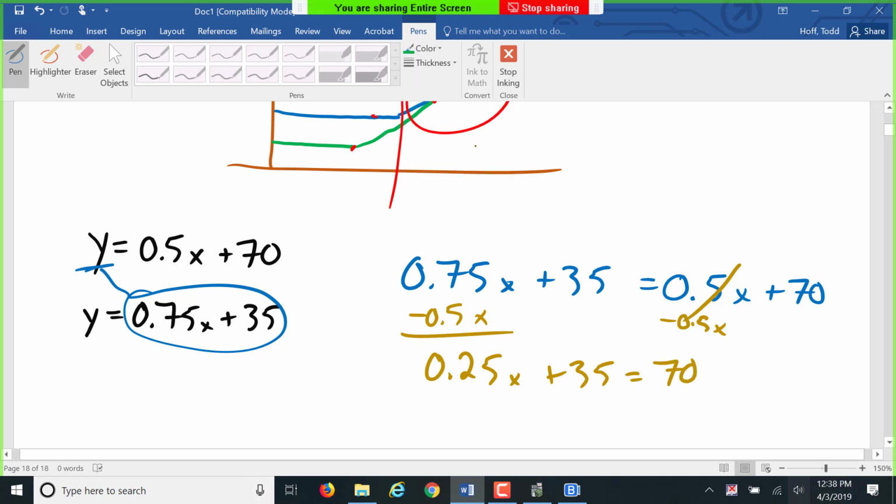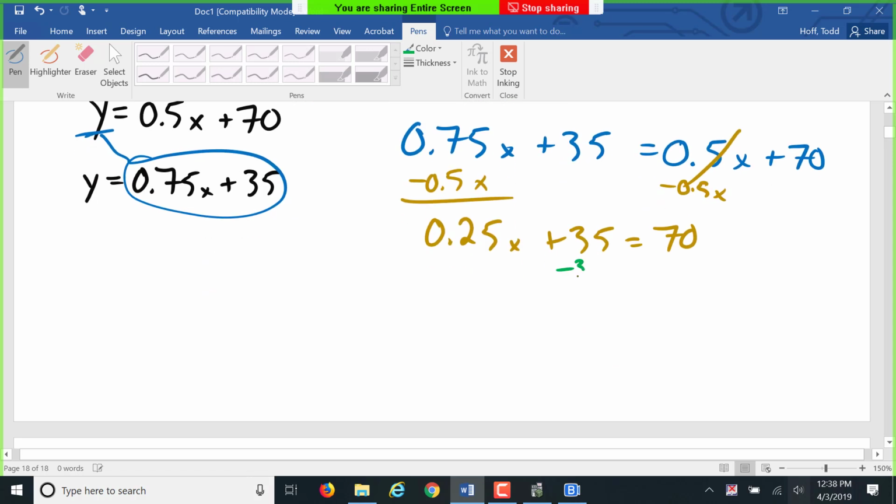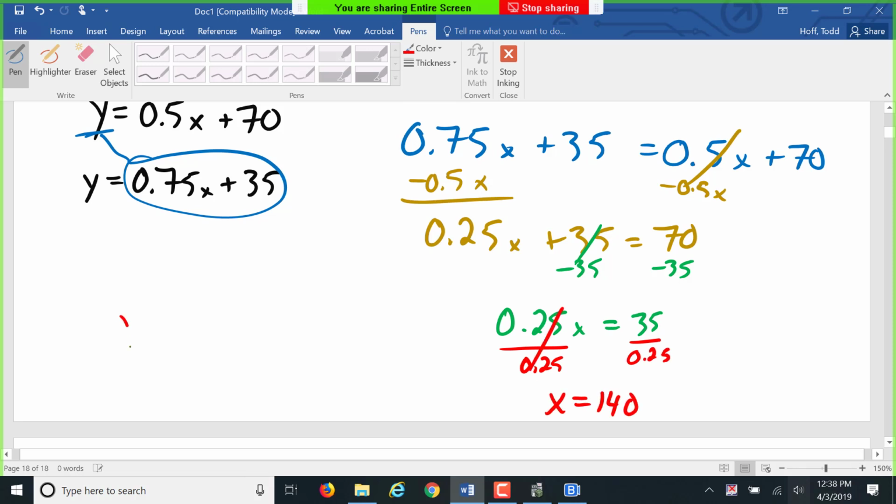Now we'll go ahead and solve by taking this apart. Subtracting 35 gives us 0.25x equals 35, since 70 minus 35 is 35. And dividing by 0.25 gives us that x is 140. So at 140 miles, those two rentals are equal.